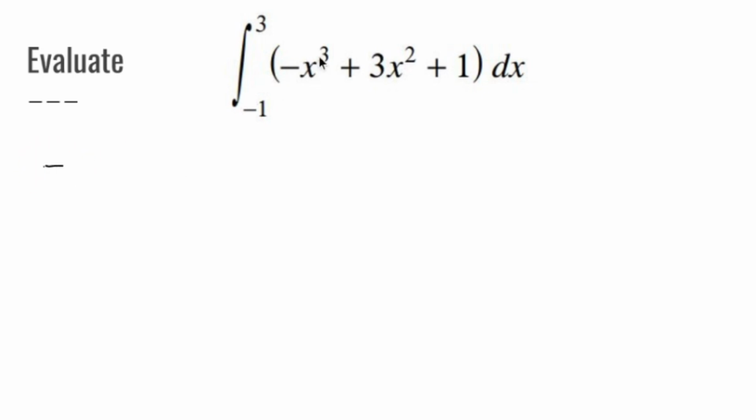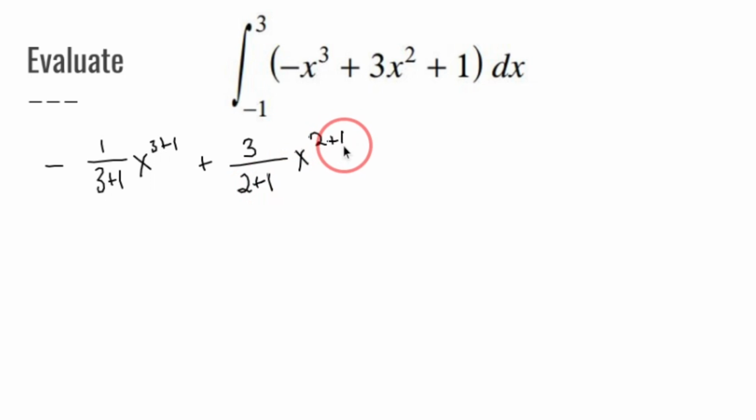So we have -1 over, take that 3 plus 1, x to the 3 plus 1, plus 3 over 2 plus 1, x to the 2 plus 1, plus, if it's just a constant, when you take the integral of a constant, attach an x. And then these little things over here are just reminding me that I have these limits of integration that I'm going to eventually plug in. So let's clean this up.